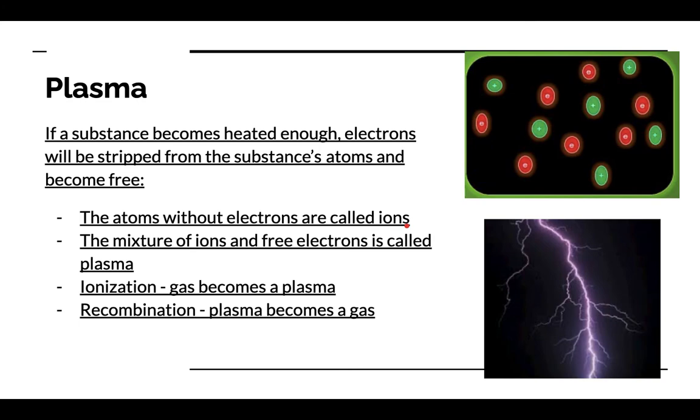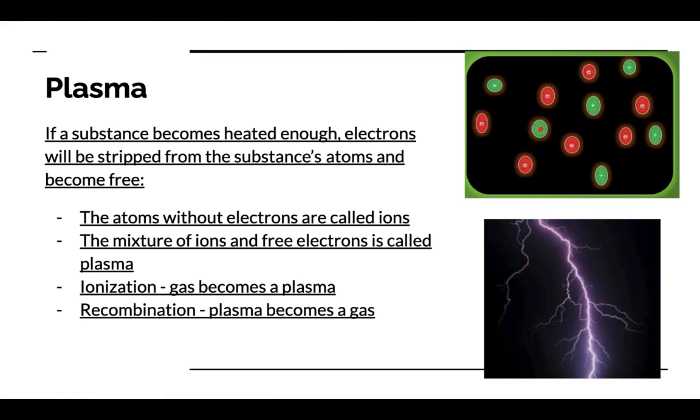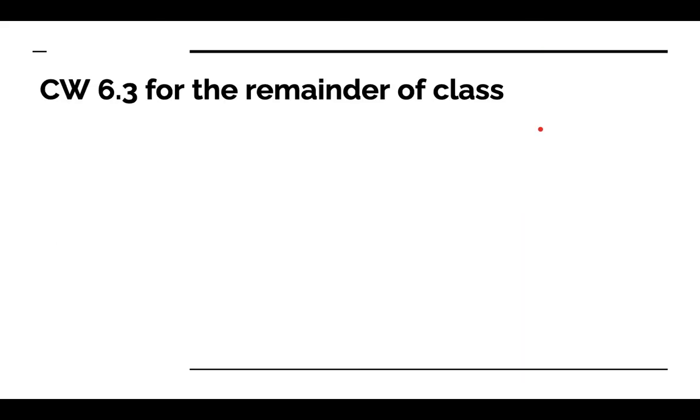Ionized gases are gases that either have gained more electrons than they usually have or are stripped of their electrons, okay? So the mixture of ions and free electrons is called plasma. And then ionization is when gas becomes a plasma because we're turning our atoms into ions, we're stripping electrons away. And then recombination is when plasma becomes a gas again. The reason why we call it recombination is because the electrons are recombining with the atoms. All right, and this is our lesson on states of matter.